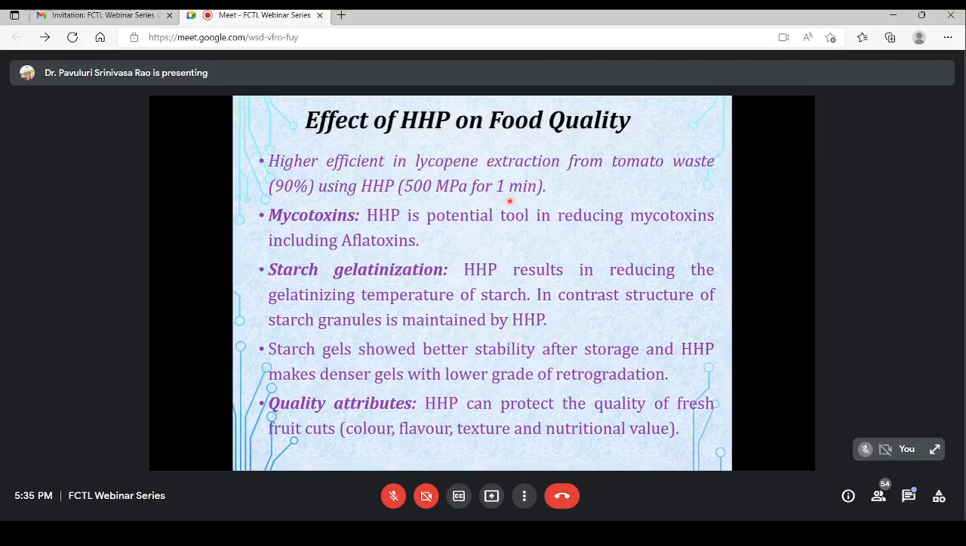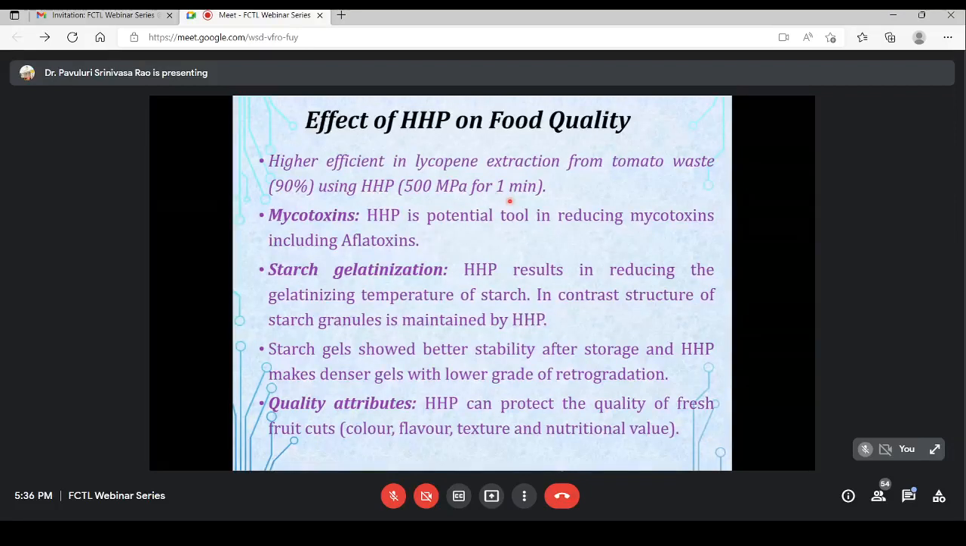Now starch gelatinization is another application where HHP results in reducing the gelatinizing temperature of starch. In contrast, the structure of starch granules is maintained by HPP. So this way we have a dual advantage. The starch gels formed by this pressure influence show better stability after storage, and HHP even makes denser gels with a low grade of retrogradation. So this is another advantage as far as starch gels are concerned.